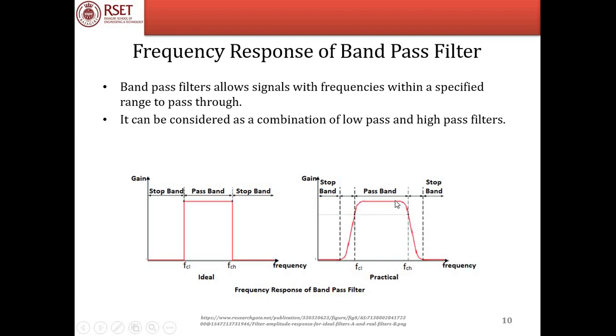This transition, as I said in the previous cases, happens at a rate of 20 dB per decade for a filter of order 1. By 20 dB per decade, we mean for any decade change in the frequency, the gain drops by 20 dB, in this case here at FCH, and the gain increases by 20 dB at FCL.